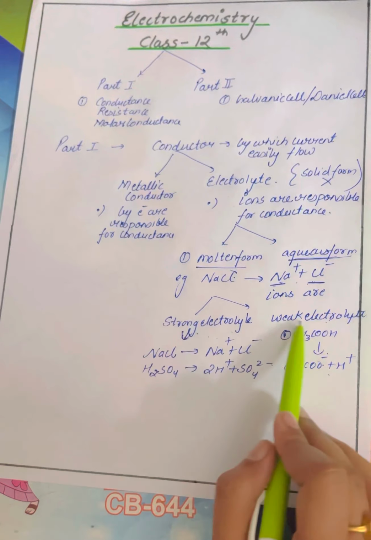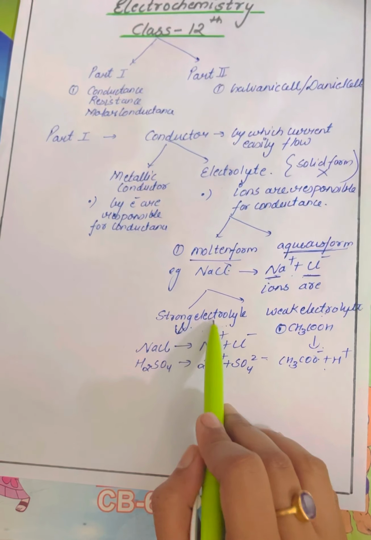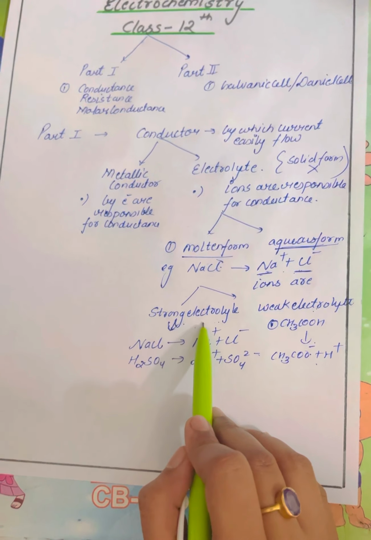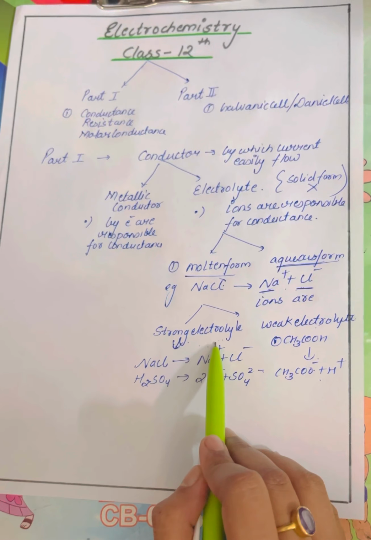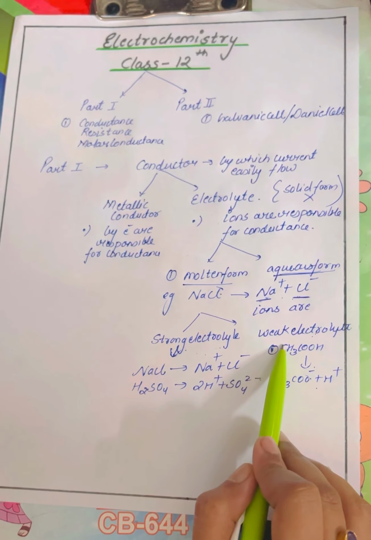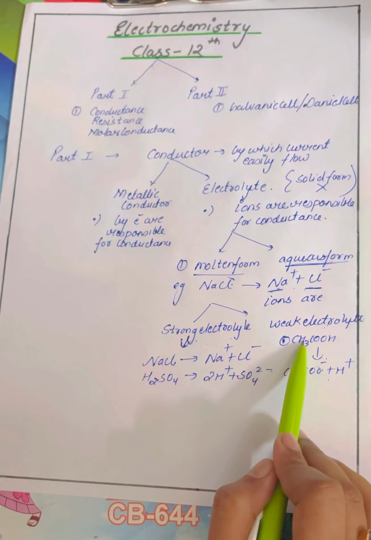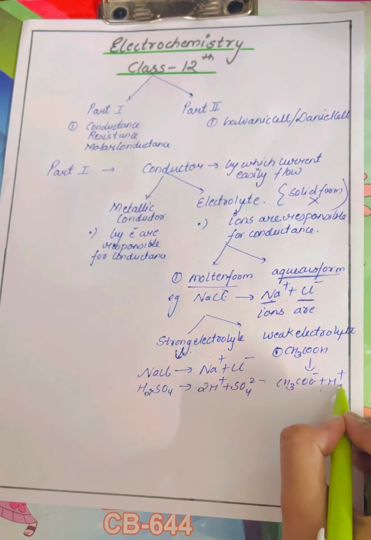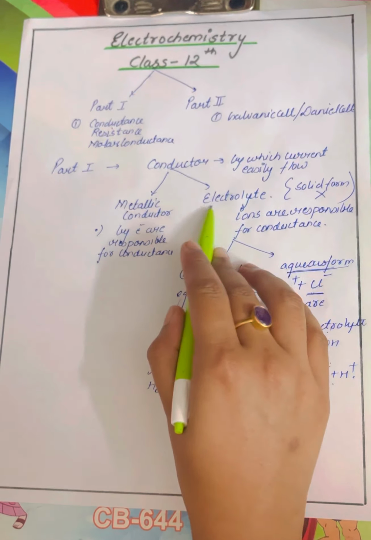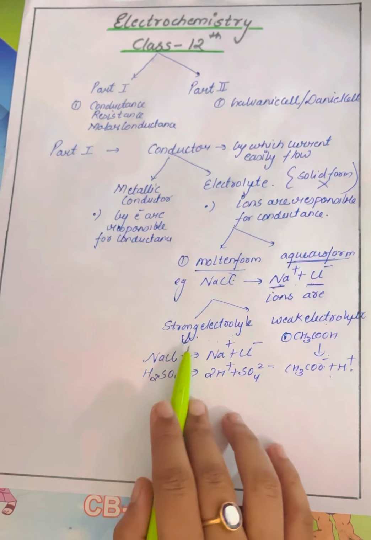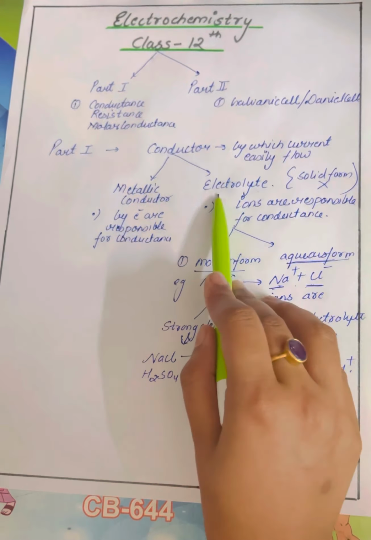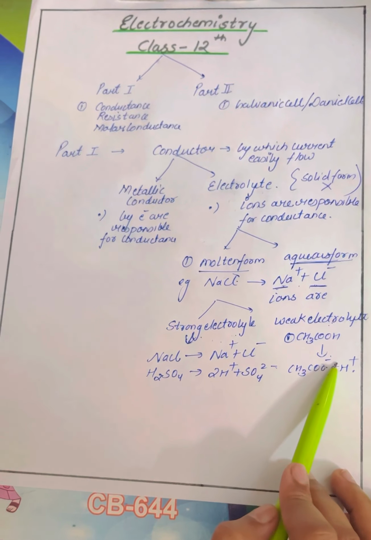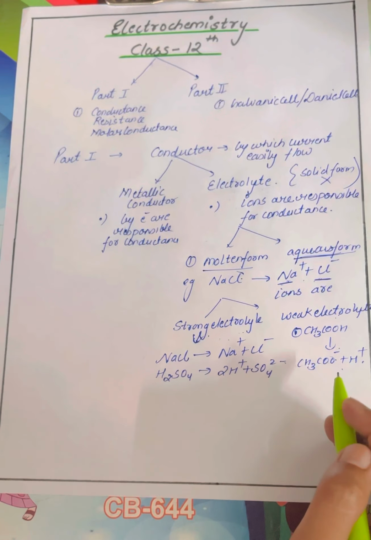Therefore, if we talk about conducting value, strong electrolytes conduct more electricity because they have a greater number of ions, while weak electrolytes conduct less electricity as compared to strong electrolytes. So in this chapter, we will first understand electrolyte and types of electrolyte. If we have this concept clear, then we will proceed to another topic.